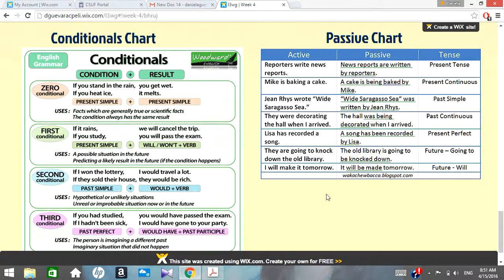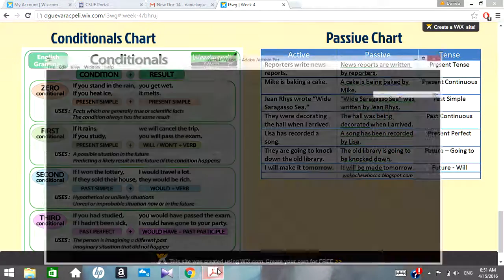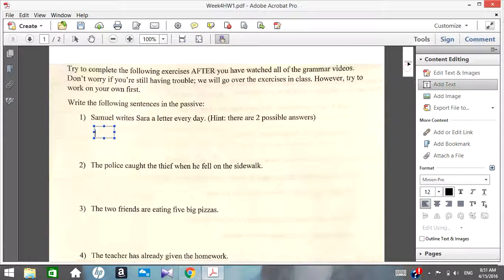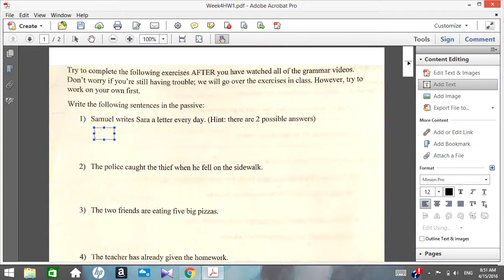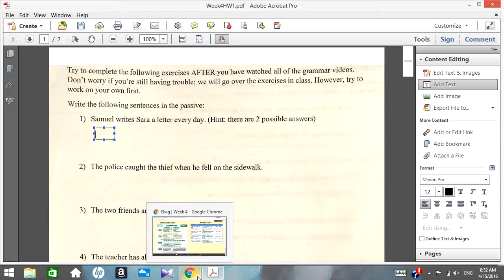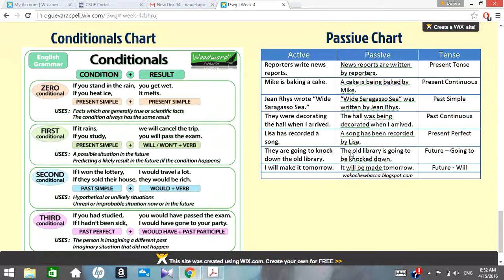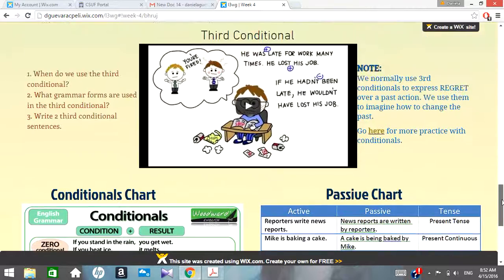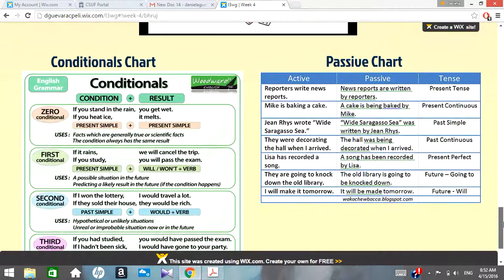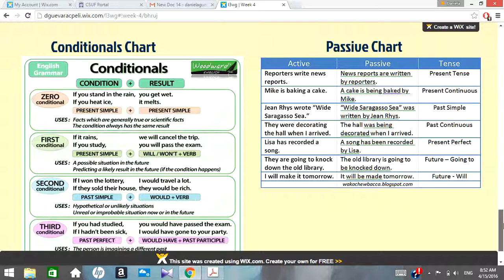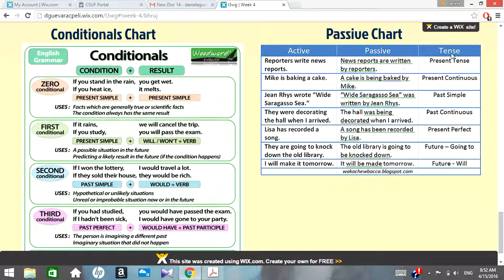Okay, so we're gonna go over the homework that I gave you over the weekend. It's right here. So the first part of the homework is to write sentences in the passive. And if you're still struggling with this, I recommend going onto the class website on week 4, all the way at the bottom of the grammar videos. You're gonna see I put in some charts for you just to really quickly look at some examples of the passive in different tenses. So let's go ahead and try to get the homework finished.